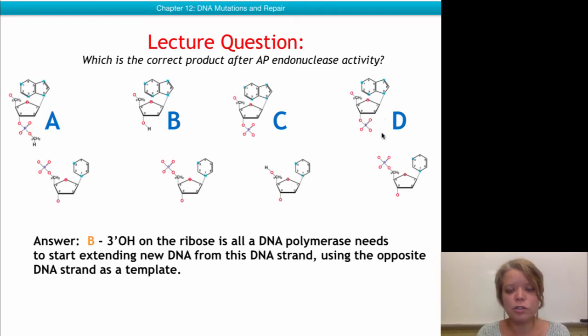This is the only version of these nucleotides that has a 3' OH, and that's what the DNA polymerase needs in order to extend a strand. So B is the correct answer. The 3' OH of the ribose is all the DNA polymerase needs. So that's what AP endonuclease leaves.